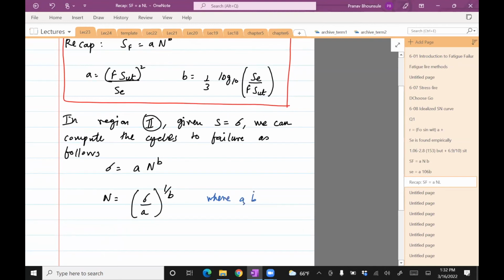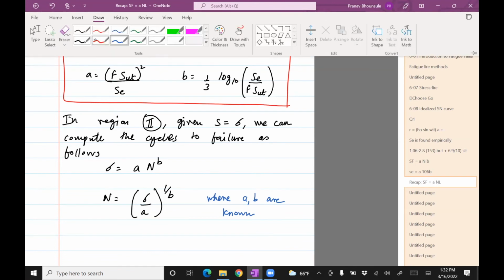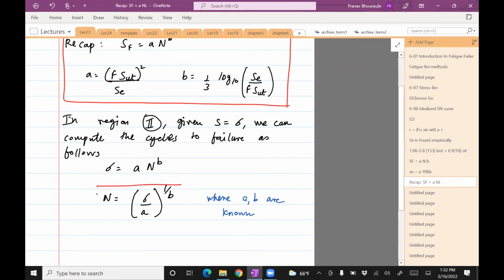Where A, B are known. We know A and B because we do know what F is, we do know what SUT is. So we just have to put in the value for A and B, and this formula will tell you at what number of cycles this particular specimen or machine element will fail.